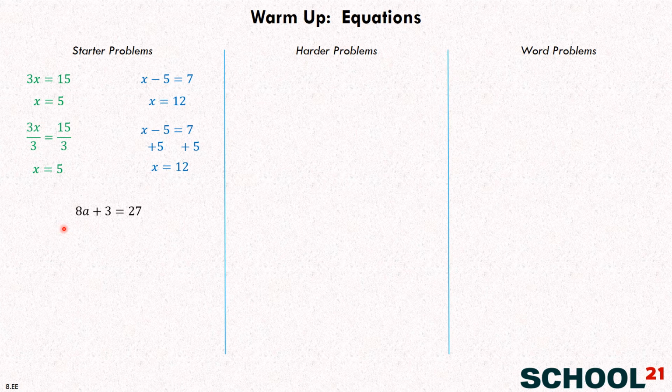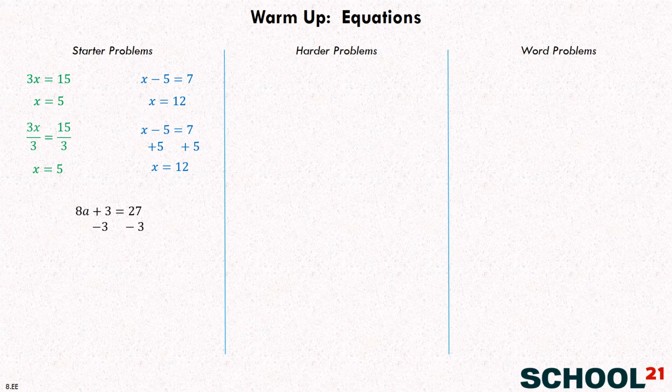So you could divide everything in this equation by 8, and that would get rid of that 8 in front of the a, but it would give me some fractions like 3/8 and 27/8. And I don't know about you, but I don't want to deal with those kind of fractions. So the easier way is to do what you first said, is to subtract 3 from both sides. So I'm going to go ahead and do that.